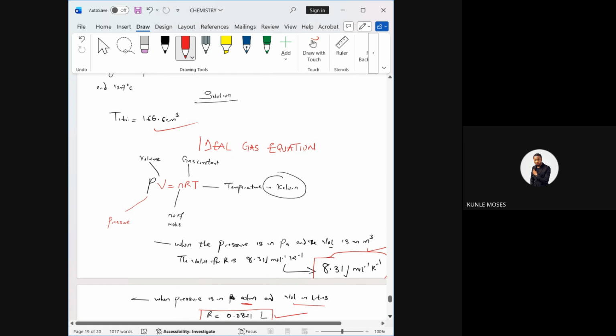You know Pascal is different from ATM. So if the question says your pressure is in Pascal and your volume is in meter cube, the value of the R you'll be using is 8.31 joule per mole per Kelvin. You know Pascal and meter cube is different from ATM and liters.